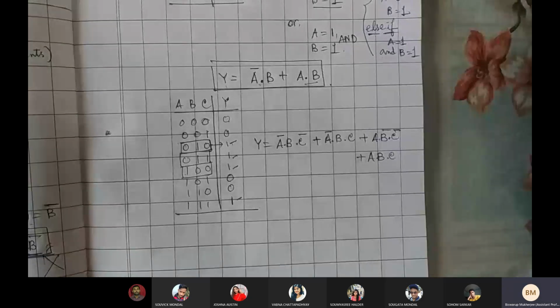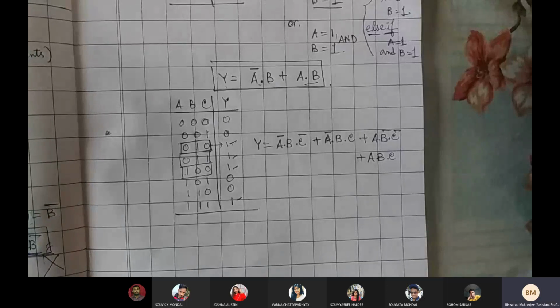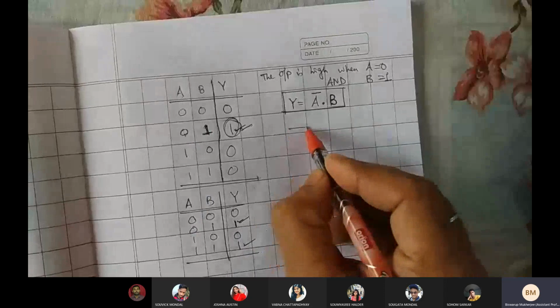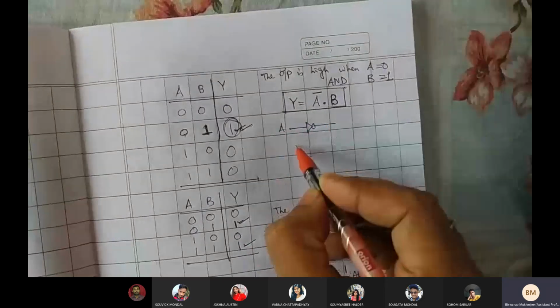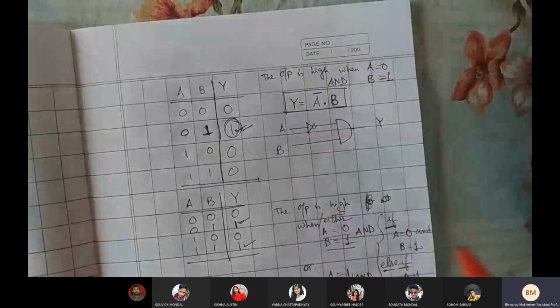What next? As we know, after getting this expression, what you have to do is simple: make the circuit diagram, or logical diagram, you can also say. For this one, it is A bar B. It has two inputs, so we can draw it like this: A coming like this as A bar, and then we have B, and we have an AND operation between these two. Fine. So this can be the circuit.